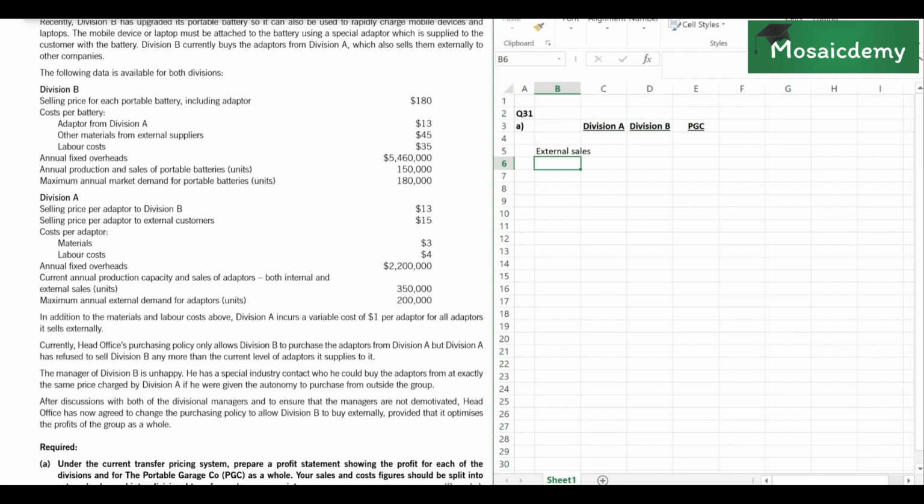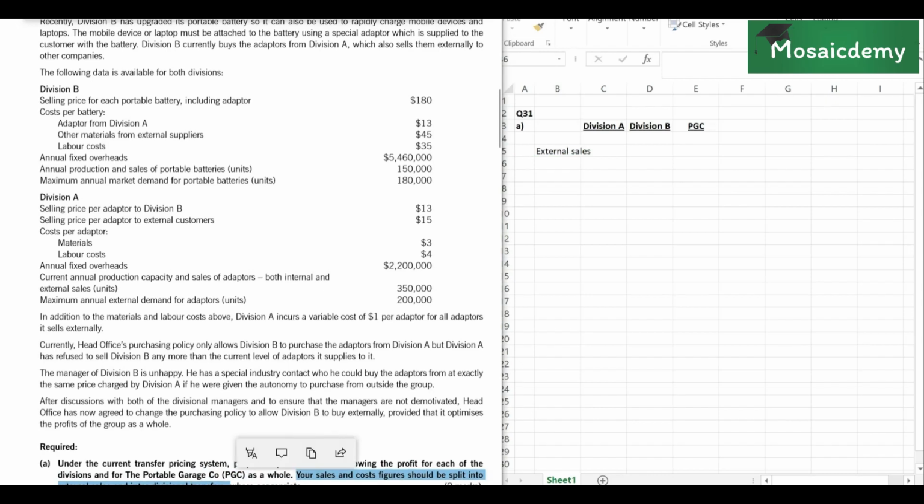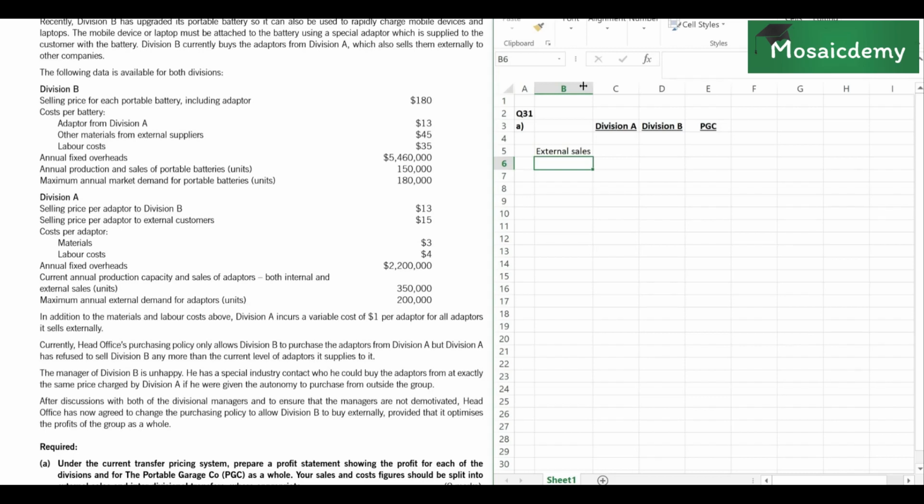They mentioned it here already that your sales and cost figures should be split into external sales and interdivisional transfers where appropriate, but that should be regular practice. If you're making a profit statement for the divisions and a transfer pricing question, even if they don't mention that, you need to show external and internal sales, external and internal costs separately. Okay, so we'll have external sales and internal sales.